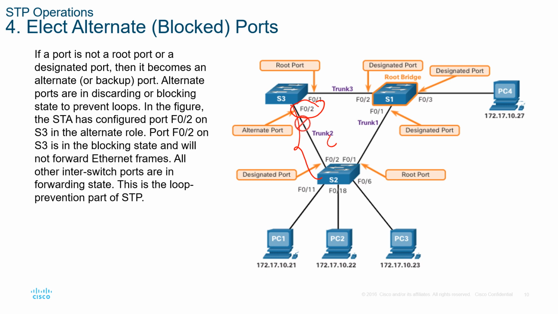So all other interswitch ports like this will be in a forwarding state. This is the loop prevention part of the spanning tree protocol. So I will stop now and I will continue in the next video.